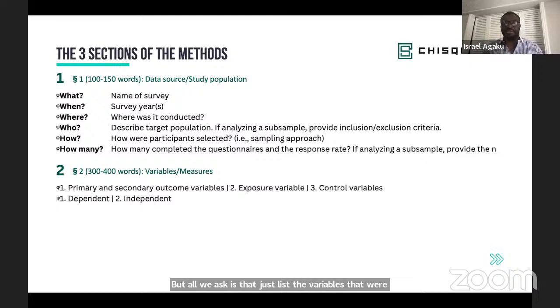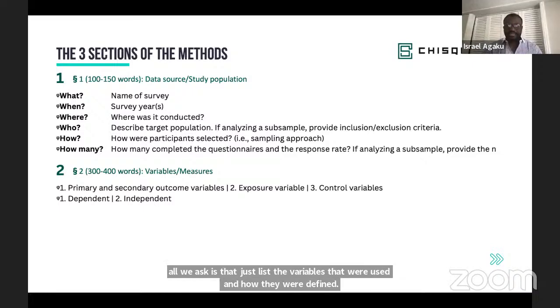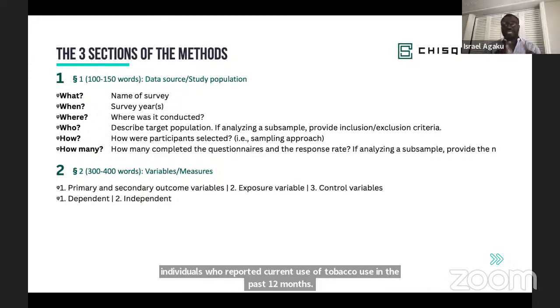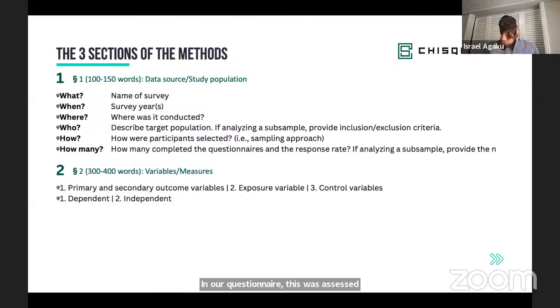So it's important to capture how they were defined conceptually, and how they were defined operationally. So, for example, if my primary outcome was smoking, I could say smoking was defined as individuals who reported current use of tobacco in the past 12 months. In our questionnaire, this was assessed with the question, blah, blah, blah.